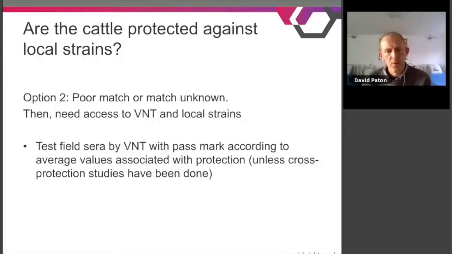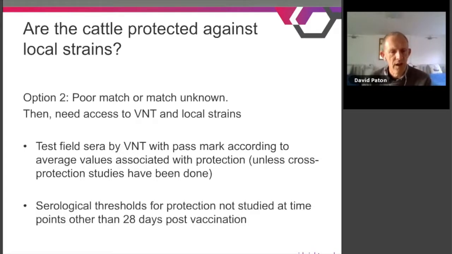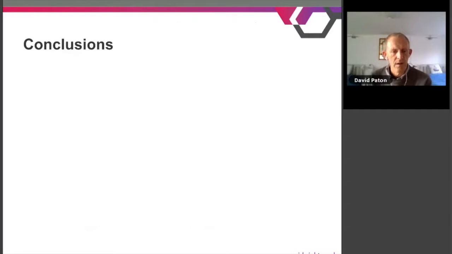So you could test your field sera by VNT using the pass mark according to average values associated with protection, unless specific cross-protection studies have been done, which is usually not the case. And a point to make about all this testing is that most of the serological thresholds for protection are not studied at time points other than 28 days post-vaccination, and therefore it's much more accurate to assess protection at the same time point, i.e. about a month after vaccination. So for most people, this is the simplest time to do post-vaccination monitoring, is to collect the sera at 28 days post-vaccination.